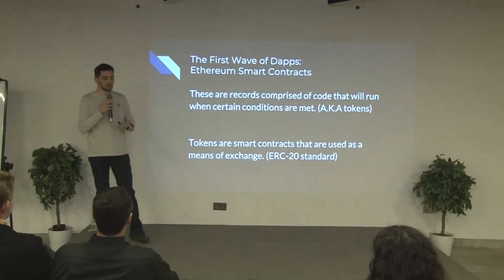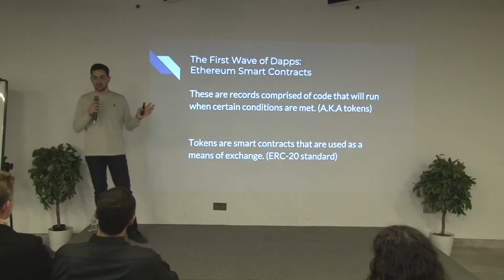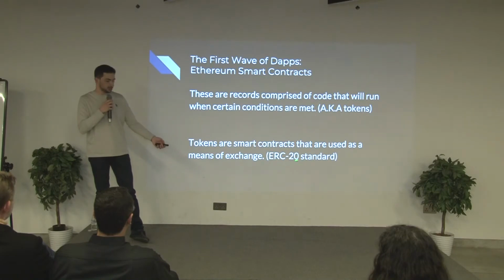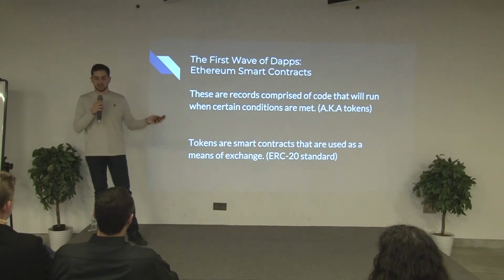Sorry, I should have defined what a smart contract is. A smart contract is literally any piece of code attached to an account that triggers during given conditions. If you wanted to Google about this later, you would just have to Google ERC20 standard. That's the standardization for tokens on the network.